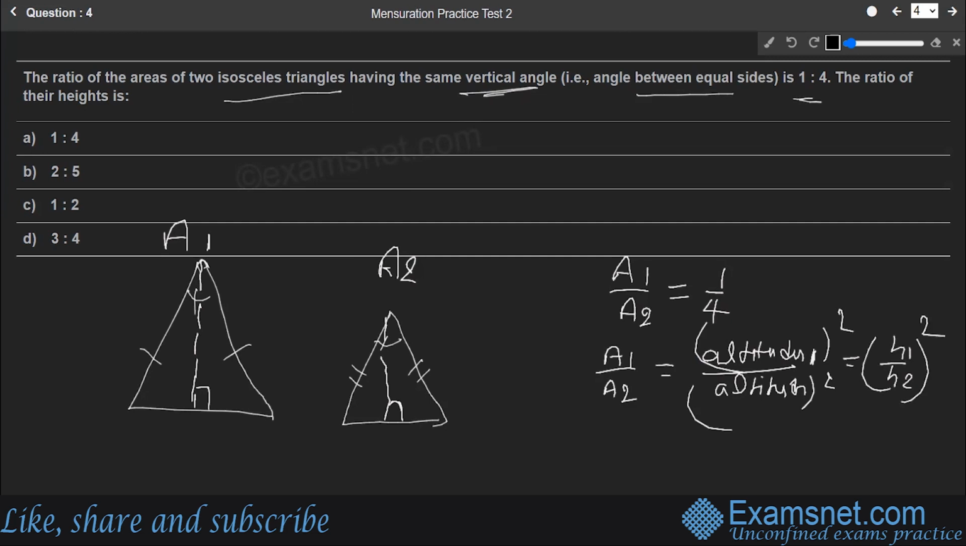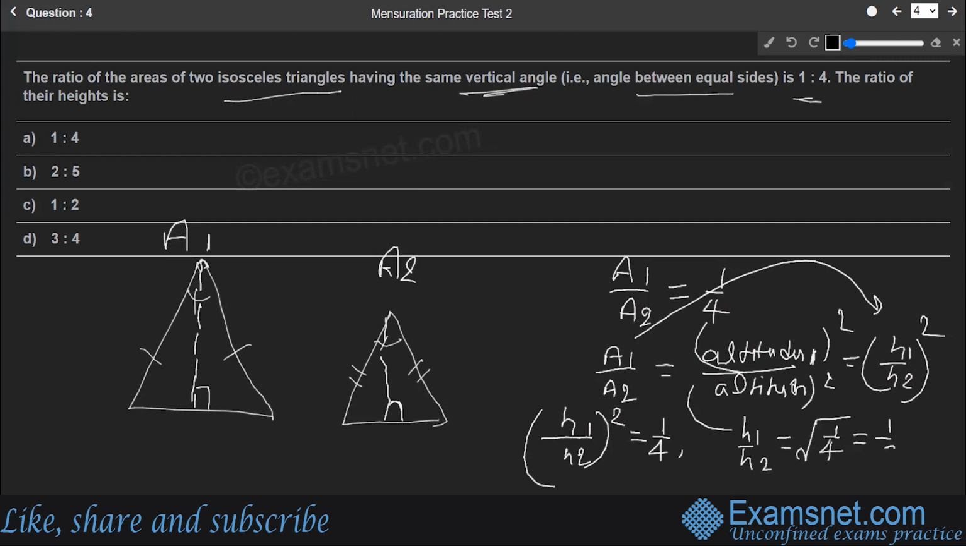Okay, so clearly we have got A1 by A2 as h1 by h2 whole square, which is nothing but 1 by 4. So we can write here, h1 by h2 whole square is nothing but 1 by 4. From there we can find h1 by h2 as simply the square root of 1 by 4, which is nothing but 1 by 2. So that is the right answer. The ratio of their heights is going to be 1:2. It is available in option number C, so that becomes the right answer.